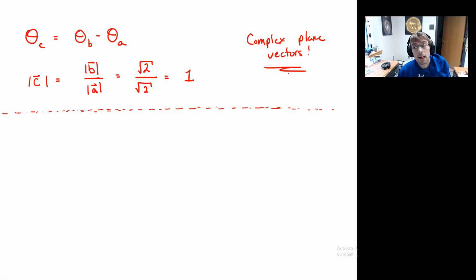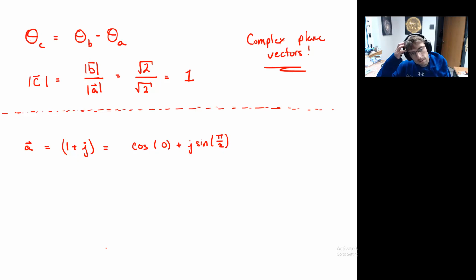So that being said, let me introduce you to some different notation. Generally, if we had our vector A as 1 plus I, or J, excuse me, keep falling into that vernacular, if you had A as 1 plus J, you could say that this is something like cosine of 0 plus J sine of pi over 2. Could finagle it like that.